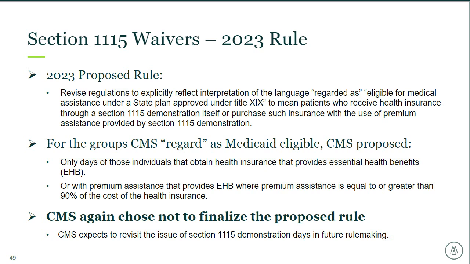that patients who receive premium assistance under a 1115 waiver can be included in the Medicaid fraction as long as the assistance is equal to or greater than 90% of the cost of health insurance. And then lastly, CMS proposed to change the existing requirement that the patient receive inpatient hospital benefits under the waiver to be included in the DSH calculation, to instead require that the patient receive essential health benefits. So having gone through the history, CMS again, just like last year, chose not to finalize this proposal in the final rule. Instead, the only comment was that they expect to revisit the issue on 1115 waiver days in future rulemaking.